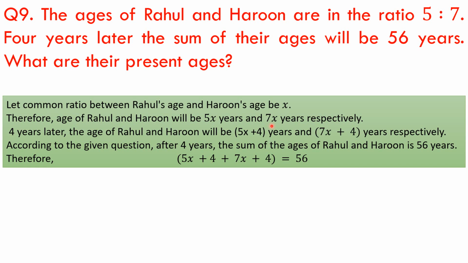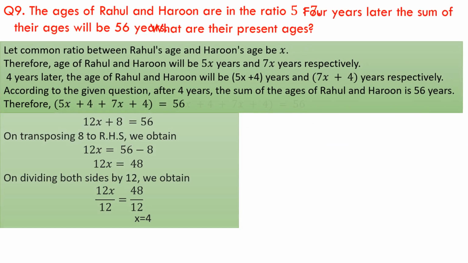According to our question, 4 years later, the sum of their ages will be 56. तो 4 साल बाद राहुल की एज हो जाएगी 5x plus 4 and हरुण की एज हो जाएगी 7x plus 4 and their sum is 56. So we get our equation 5x plus 4 plus 7x plus 4 equals to 56.